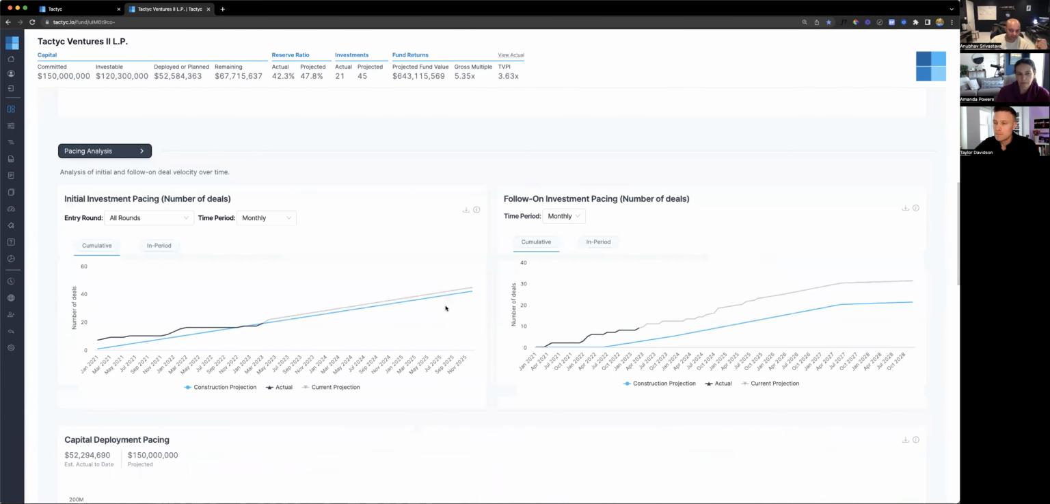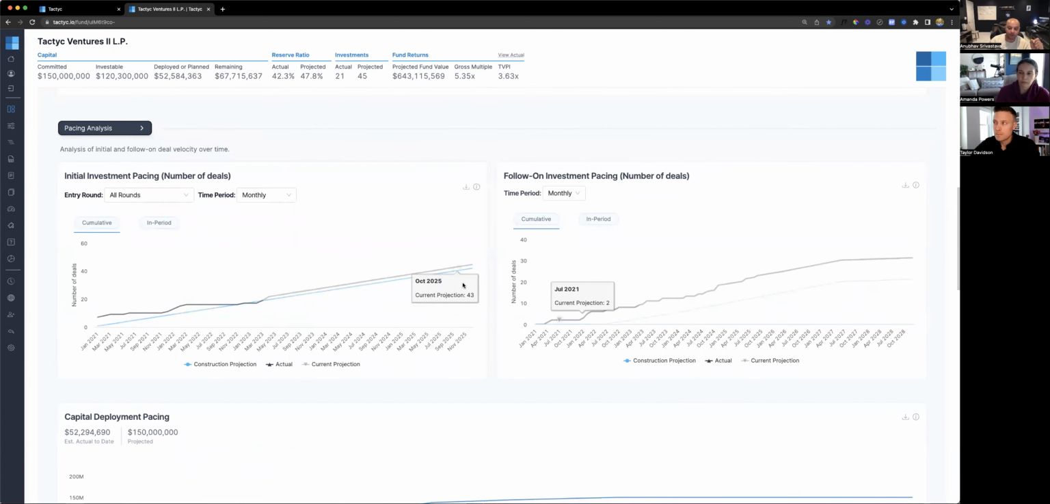Secondly, a time-based pacing analysis. So this is based on volume. How many initial deals I thought I was going to be doing by this point in time, and how many have I actually done? So how am I tracking on that initial pacing? And then follow-on pacing. Follow-on pacing may not be a controllable as well.